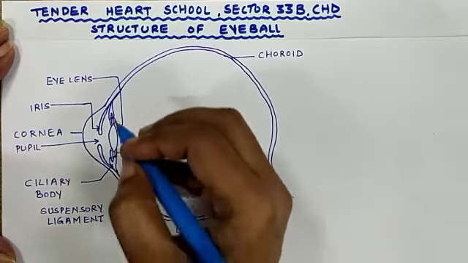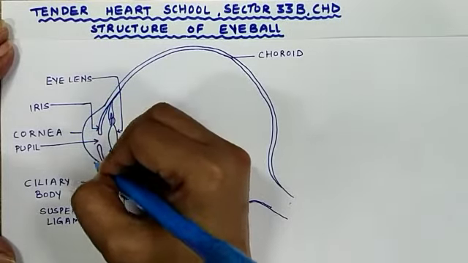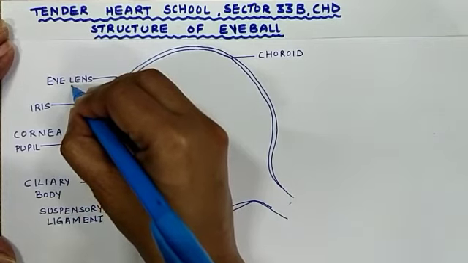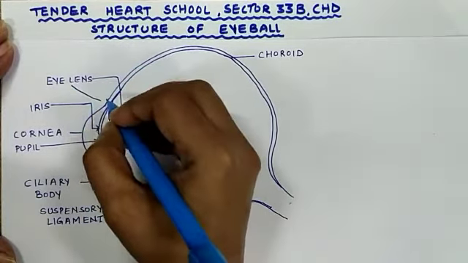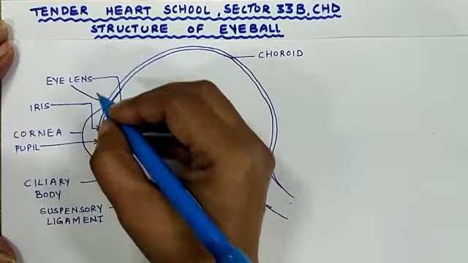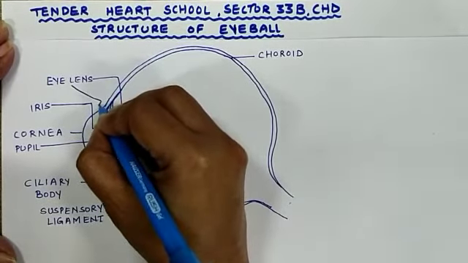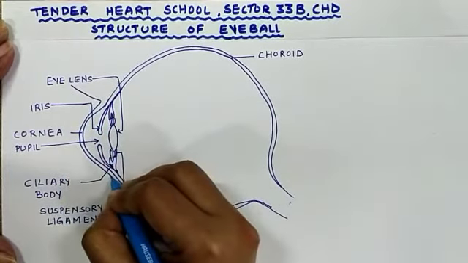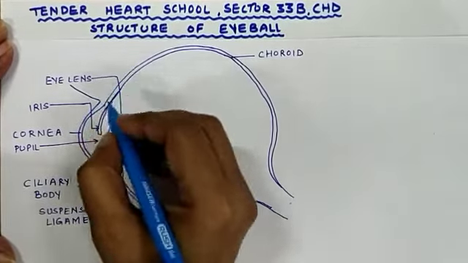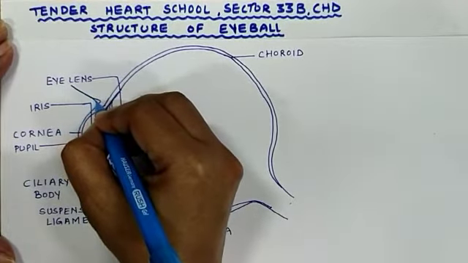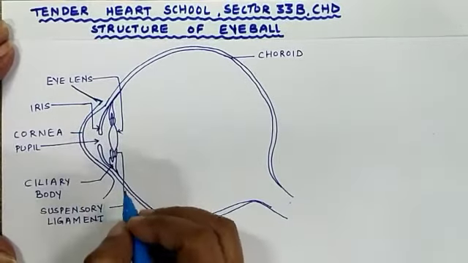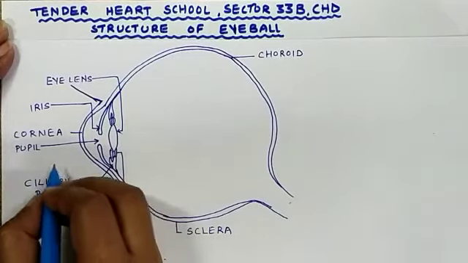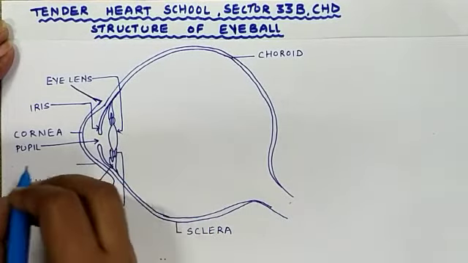Further, the outermost layer, the sclera, is also protected by a protective covering which covers the front region of the eye. This protective covering is the conjunctiva, which we have not drawn as yet. So this is your conjunctiva. The conjunctiva is the protective covering of the front part of the eyeball. So let us label it.